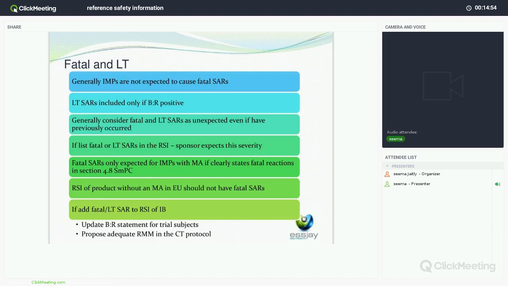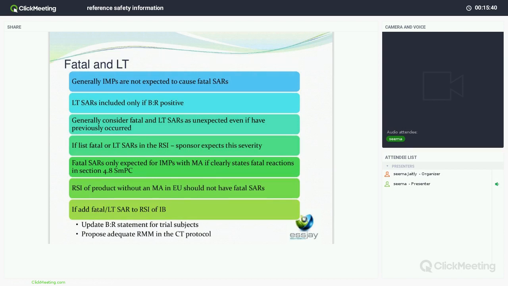And even if you have had fatal or life-threatening reactions previously and seen that with your IMP, you would still normally not consider those to be expected. They would still be considered unexpected for regulatory reporting purposes. As the RSI only includes those expected reactions, if you do state that you have a life-threatening or fatal reaction, it shows that the sponsor expects that degree of severity for that reaction. And, as I've been saying throughout, you always have to have a robust justification as to why it is appropriate to have that level of severity for the IMP as an expected event, and that needs to be documented.